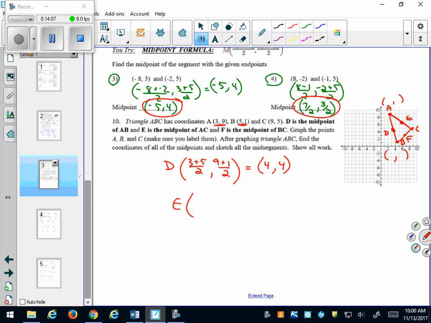And then for point E, it's the midpoint of AC. So we're going to be using A and C as our endpoints. A and C. So we're going to do 3 plus 9/2 and 9 plus 5/2. Add the x's, add the y's. We get 6, 7. Over 6 up 7 gives us endpoint E. You guys find F. We're using the endpoints B and C.